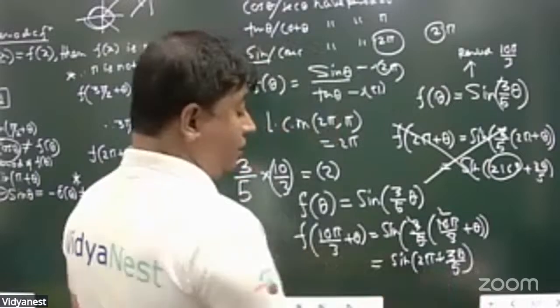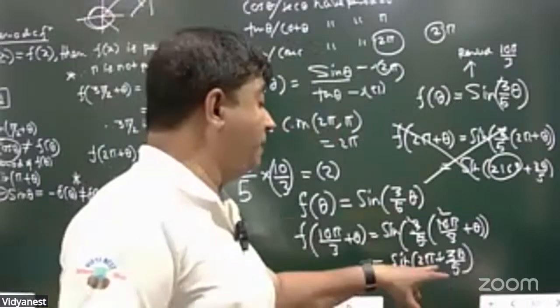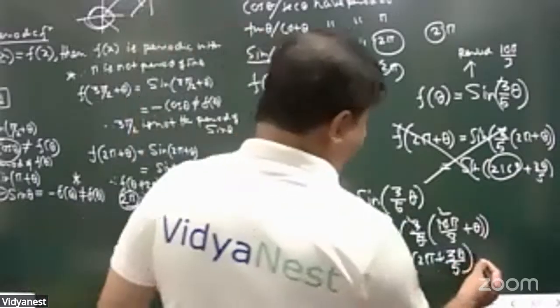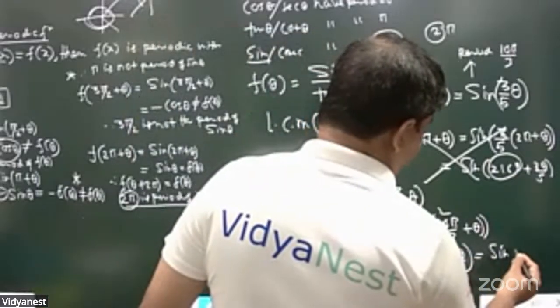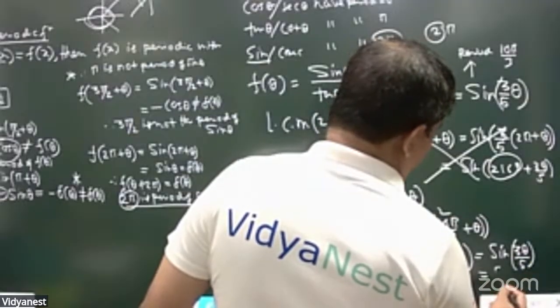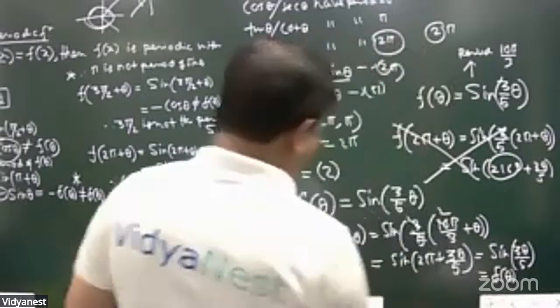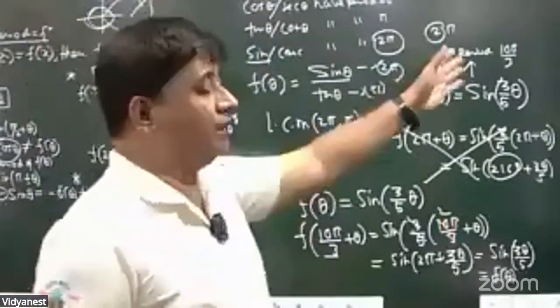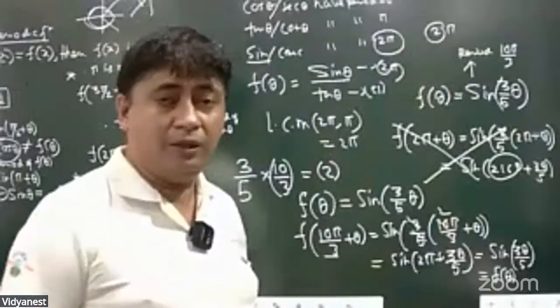So it will be rotated, the angle is being rotated, and it comes back again to the first quadrant. So sin(3θ/5) means f(θ). So what is the period? 10π/3. By that trick, we have come to know. Got it?